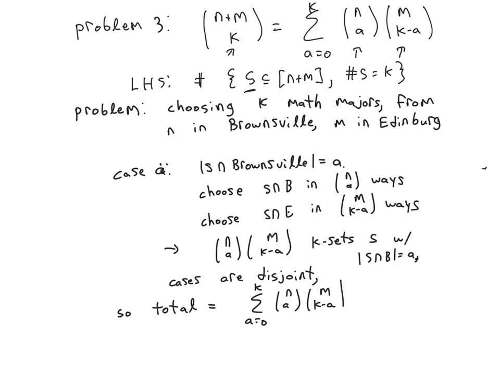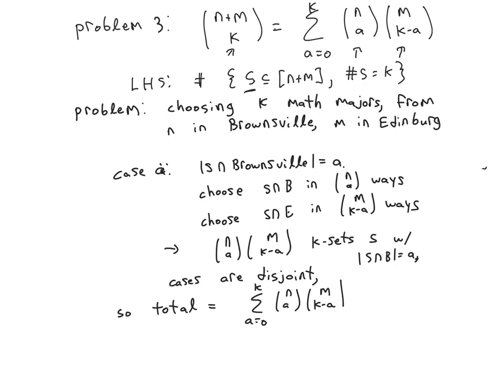Well, this looks like you're picking k people from two different groups of people. To put it in terms of what we're used to, let's say this is a problem of choosing k math majors from n math majors who live in Brownsville and m math majors who live in Edinburgh. How many ways could you solve this problem? On one hand, you're just picking k students from a group of n plus m, and we're not requiring a certain number to live on either campus, and so this is the correct answer.